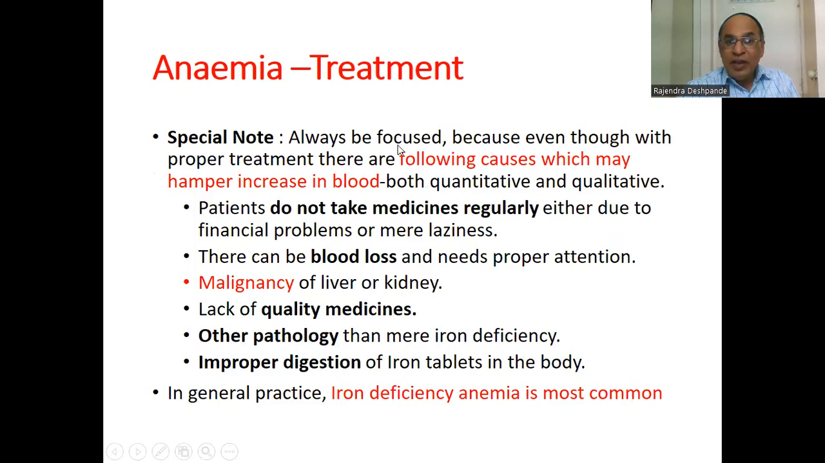Special note, always be focused. Because even with proper treatment, there are the following causes which may hamper the increase in blood. The patient is following your treatment. But again, after 1 month, he says, oh doctor, no result. Again my hemoglobin is dropping. Sometimes it is raised, again dropping down. Sometimes raised, again dropping down. Or not at all increasing. Why? You are giving the best treatment. Then why is the hemoglobin not rising?